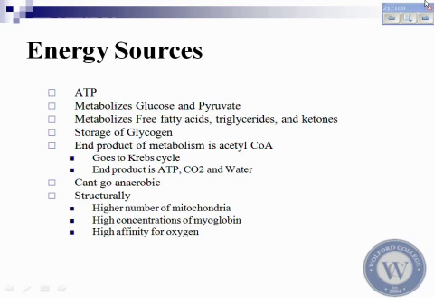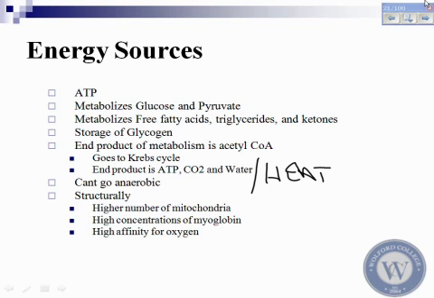The end product of metabolism is acetyl-CoA before it goes into the Krebs cycle. And the end products are ATP, CO2, and water, and also heat. That's what is forgotten here: heat is the other end byproduct. So your heart not only produces CO2 and water, but it also produces heat, as well as ATP.